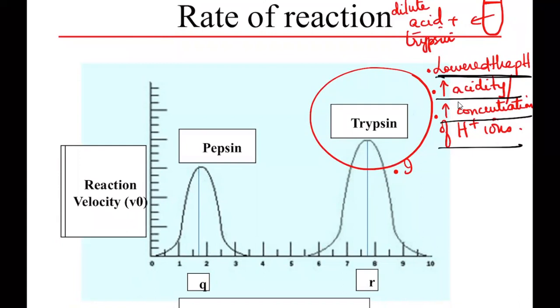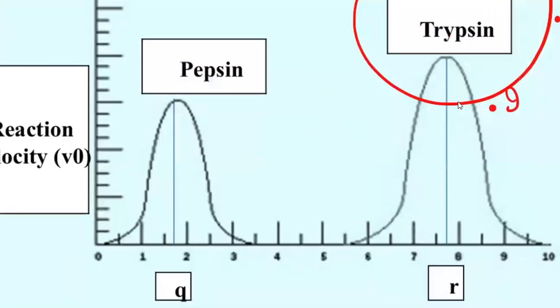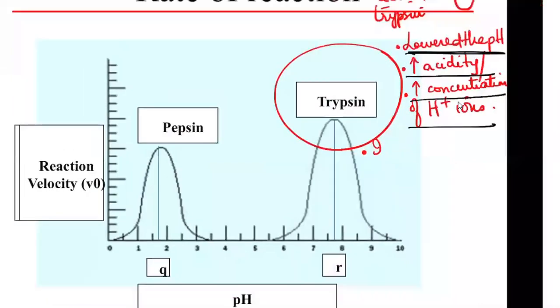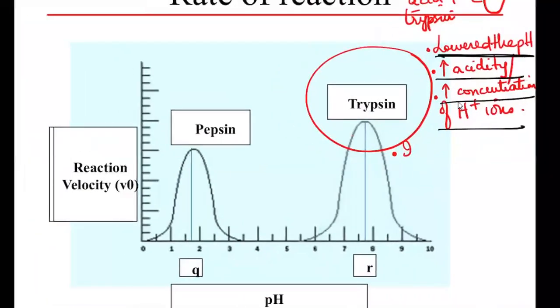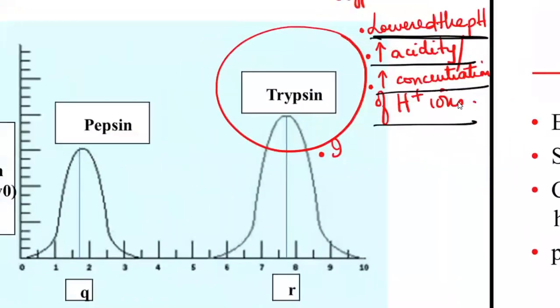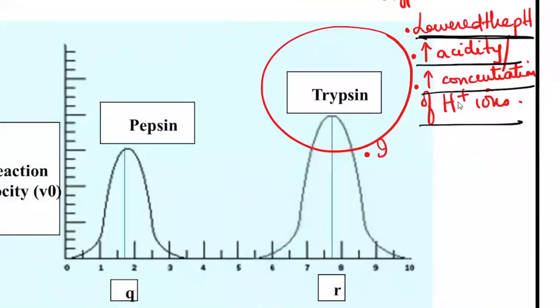When you alter the pH, you are altering the concentration of hydrogen ions. When pH is low, the concentration of hydrogen ions increases. When pH is high, the hydrogen ion concentration becomes less. So depending upon the concentration of hydrogen ions, it affects the ionization of the R groups, and when the ionization of the R groups is affected, it affects the shape of the enzyme. For example, take trypsin, the enzyme that works best at a pH of around 7.9.